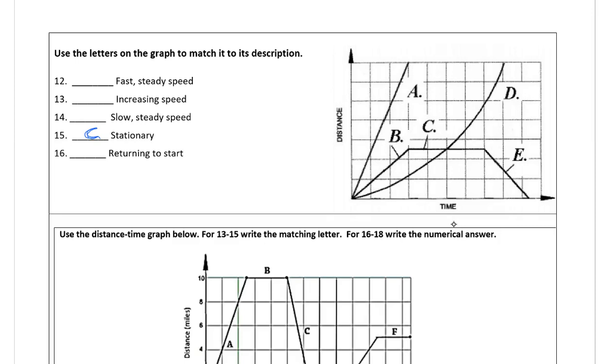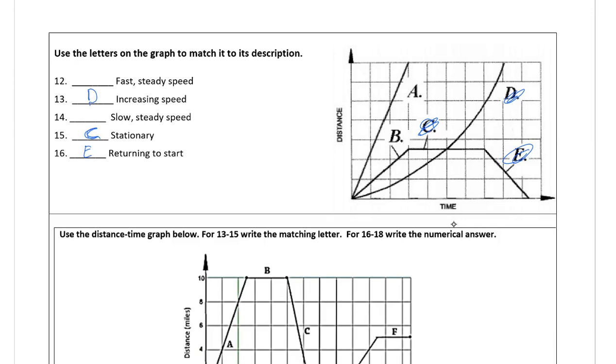So D is a curve. Anytime we have a curve, whether it's going up, down, whatever it may be, we have a change in speed. So it's either increasing or decreasing. So when we look at my choices here, since it's going upward, we're increasing speed. So we've gotten rid of C and D. Now I'm looking at A and B. Okay, those are going away because the distance is increasing as time goes on. E is going downward, so it's like it's going back to start or returning home. So I'm going to get rid of E and X for returning to start.